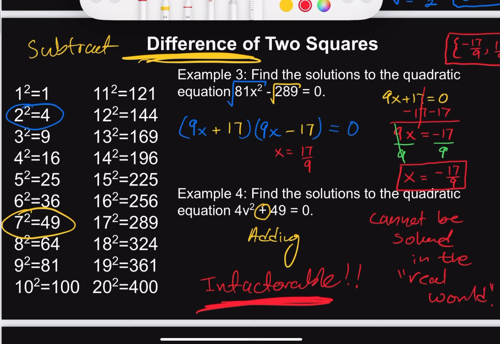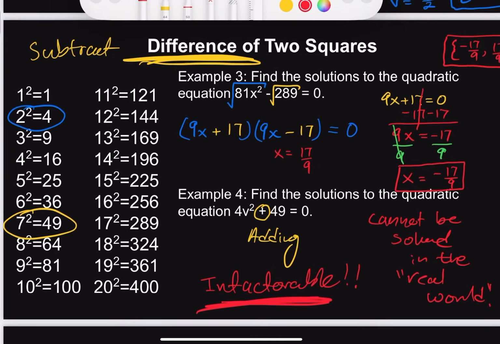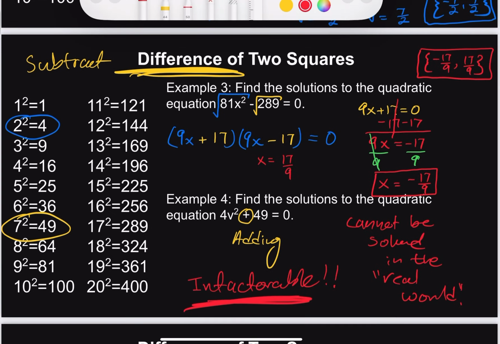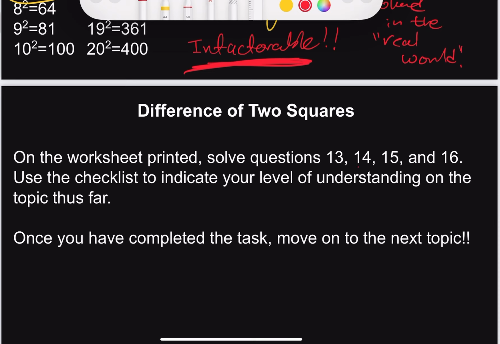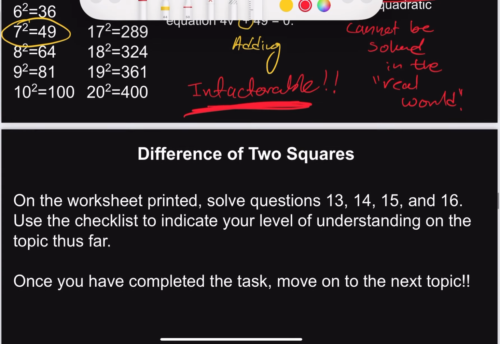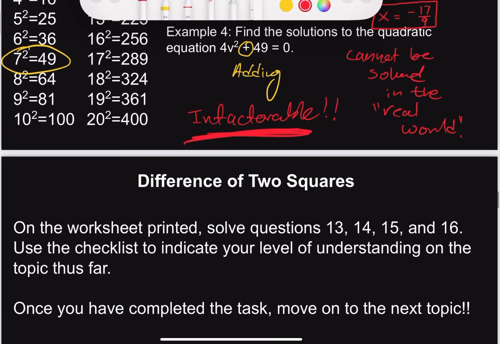In Unit 3, you will understand why I said in the real world. So that is it for this video. You guys can practice the difference of perfect squares using 13, 14, 15, and 16 on your worksheet. But remember, the sum of perfect squares is unfactorable.